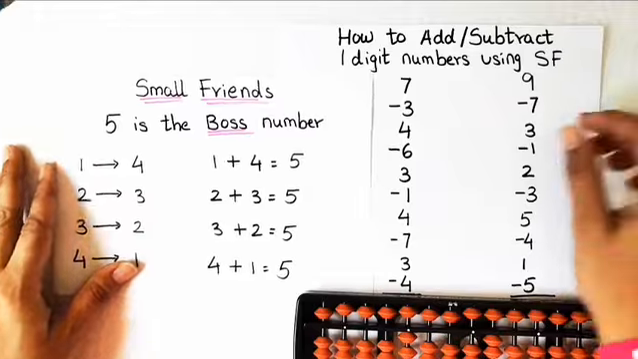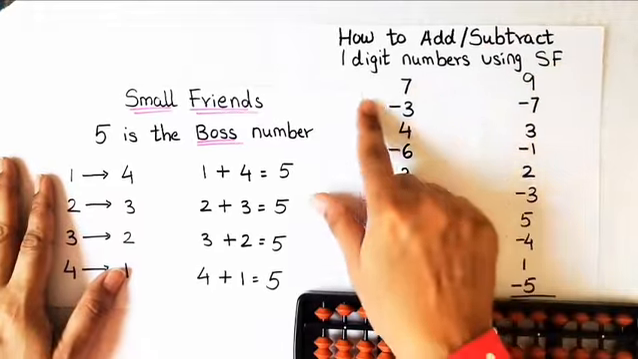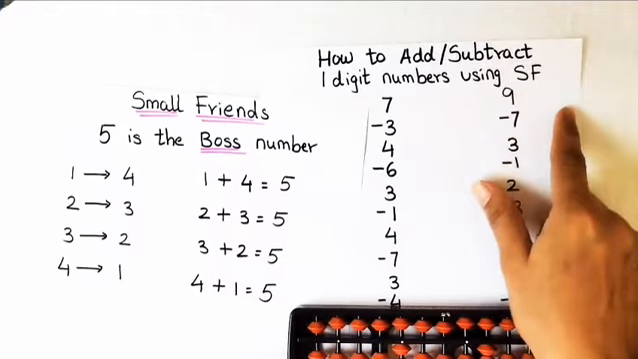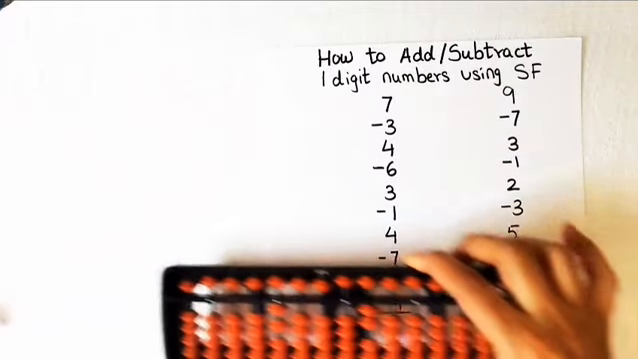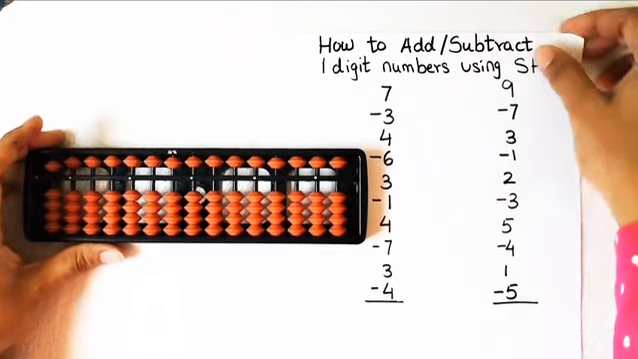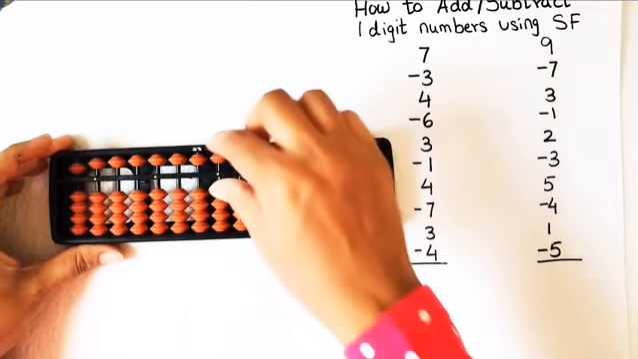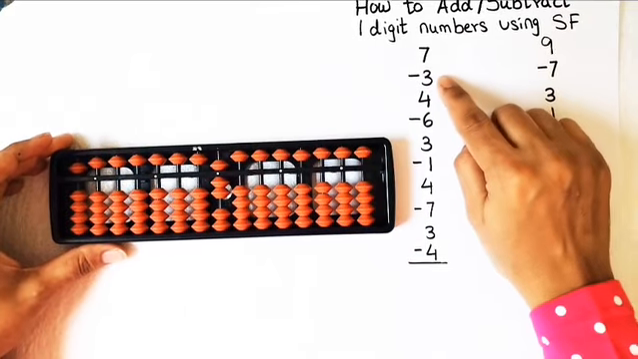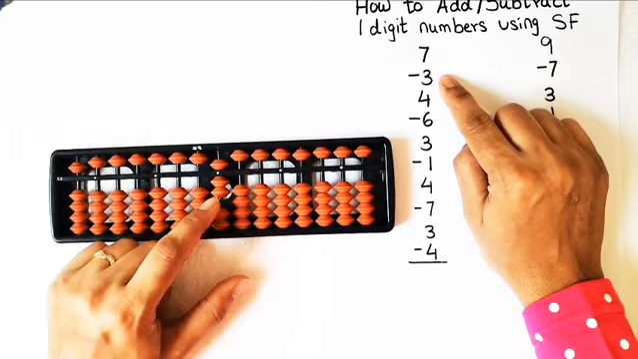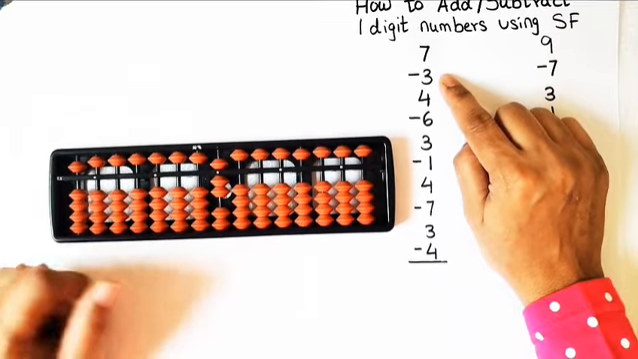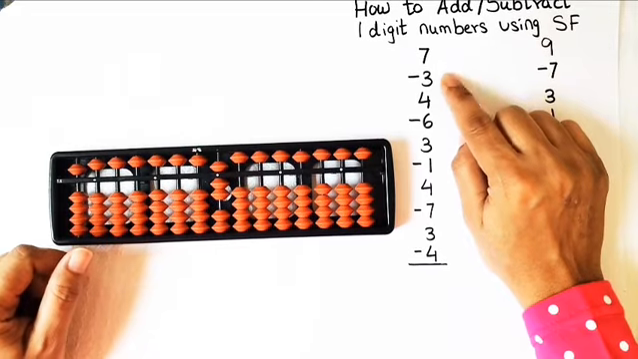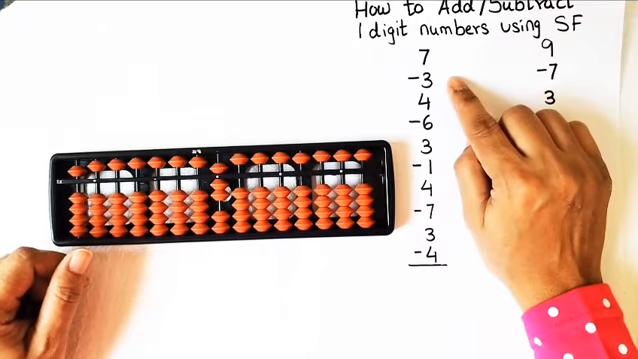Now today we are going to add and subtract one-digit numbers using small friends. Now the first number here is 7, less 3. Do we have enough beads? No, we don't have enough beads. So we use the small friend concept.